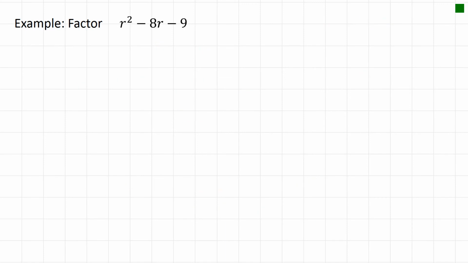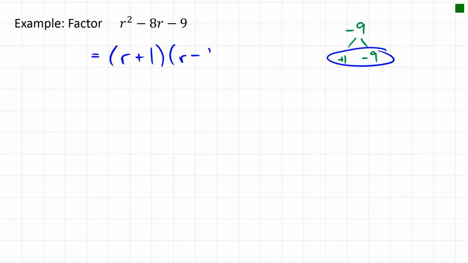Another example here. These ones are in the right order, so I can jump right to the method, which is two numbers that multiply to negative 9 and add to negative 8. Well, I could try to start with 1 and 9, and actually I think this pair is going to work for me. So if I need 1 and 9, I need to put the negative somewhere, and I need to get negative 8. So I'm going to go with plus 1 and negative 9. Those ones should work for me. Those add to negative 8 and multiply to negative 9. So my expression will be r plus 1 and r minus 9.